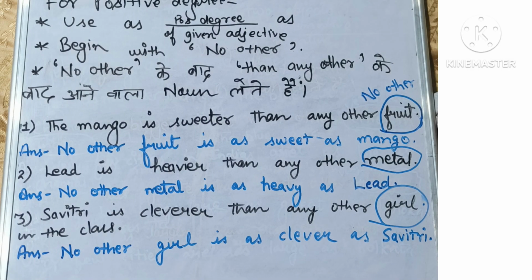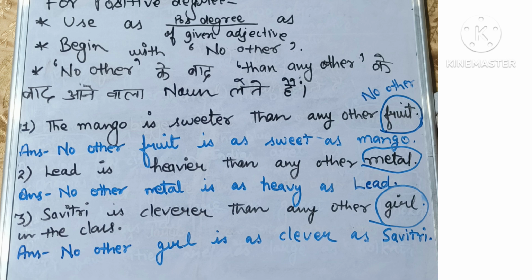So in sentence number 1, after than any other, what is given? Fruit. So no other fruit. In sentence number 2, than any other metal. So what we will do? No other metal. For sentence number 3, than any other girl in the class. So here we will take no other girl in the class. So after no other, what you have to take? The words or the word given after than any other in the sentences, right?